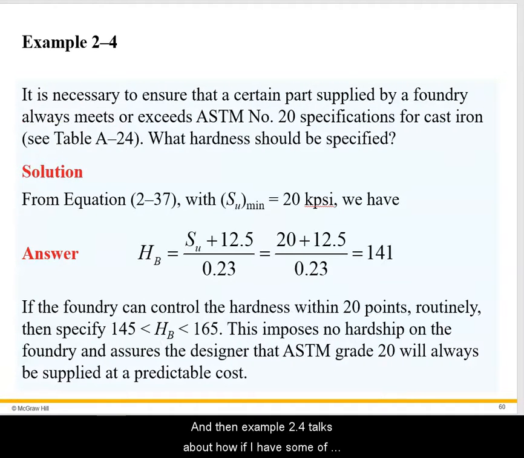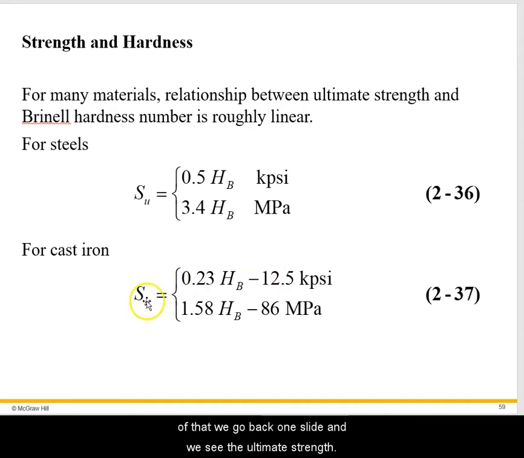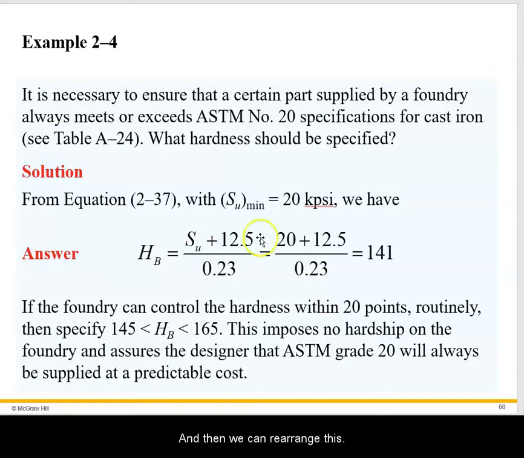Example 2.4 talks about how if I have some of the information, for example, I have the ultimate strength, I can find my Brinell hardness number as a function of that. We go back one slide and we see the ultimate strength is 0.23 HB minus 12.5 KSI. Then we can rearrange this. I was doing cast iron, yep, that's right. So we can rearrange this to find the Brinell number for that material. This is just a cursory glance at these properties here.